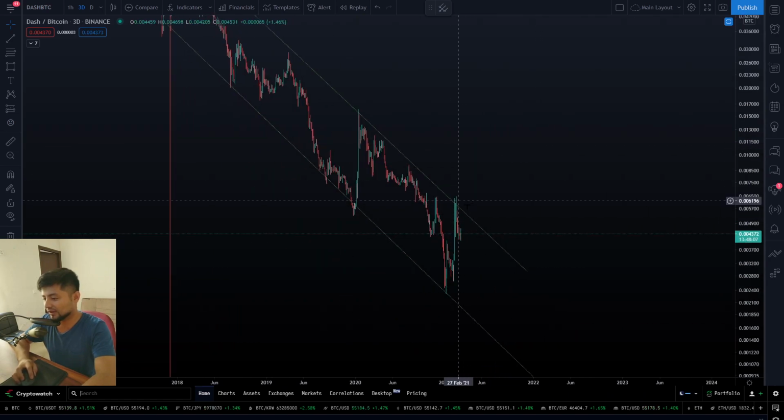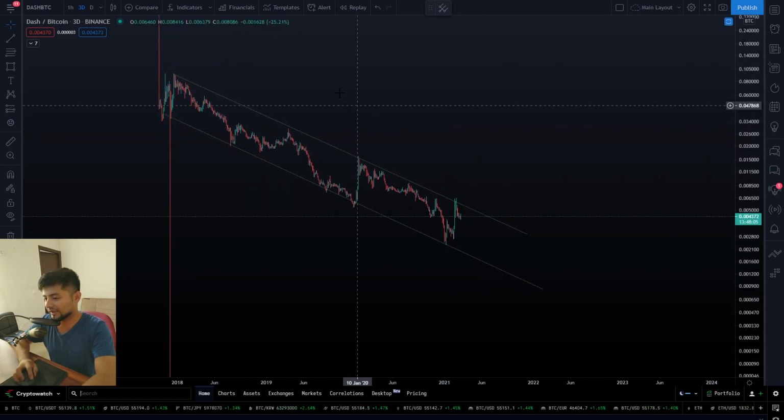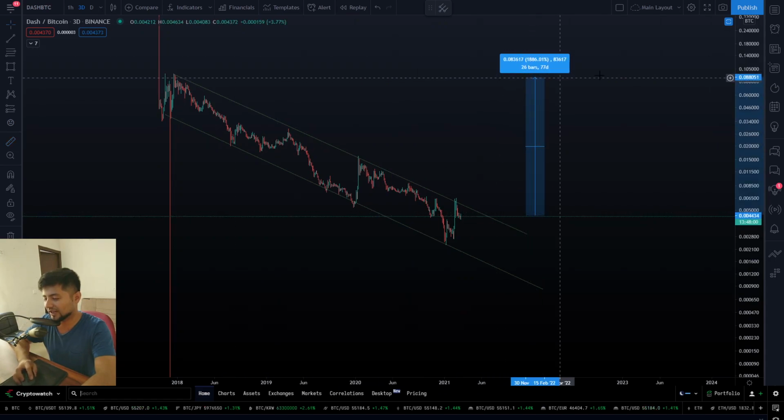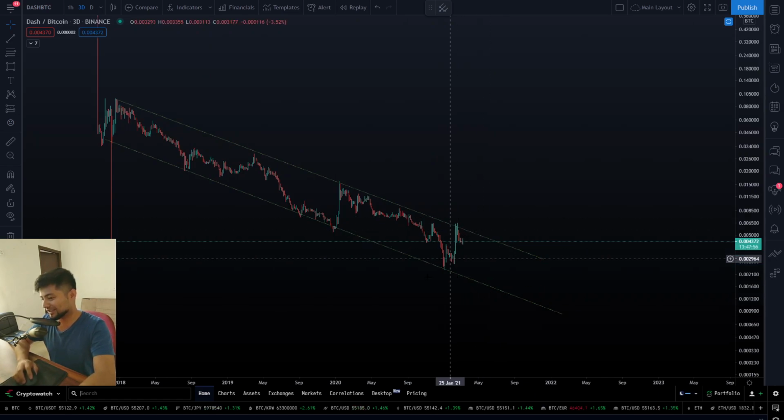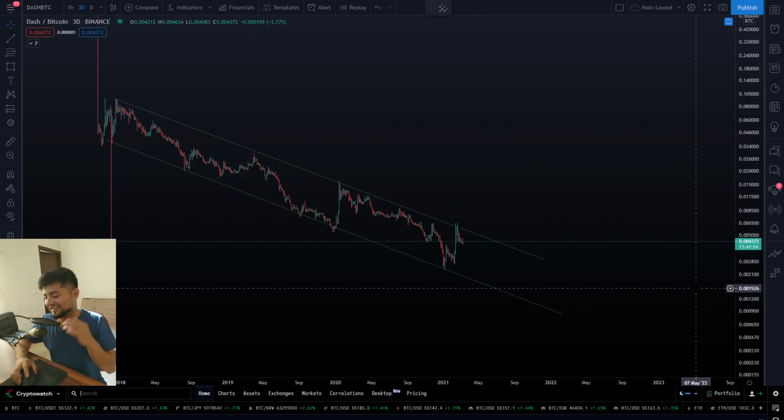If you break this one to the upside right here, your upside targets are these points right here. Now guys, this is going to be as insane as it sounds, but this is going to be an 1800% move to the upside. Now look, we are looking for big trades. We're looking for some potential, crazy swing trades.